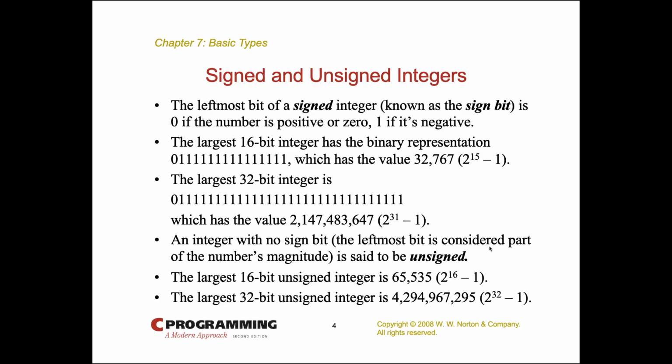An integer with no sign bit, where the leftmost bit is considered part of the number's magnitude, is said to be unsigned. So unsigned is the integer with no sign bit. For a 16-bit unsigned number, the largest value is 65,535. That means 2 to the power of 16 minus 1.